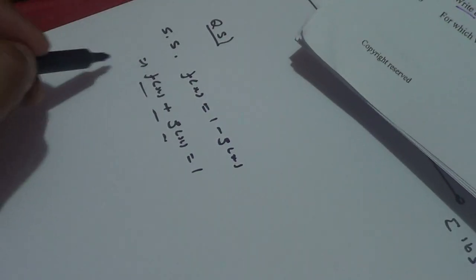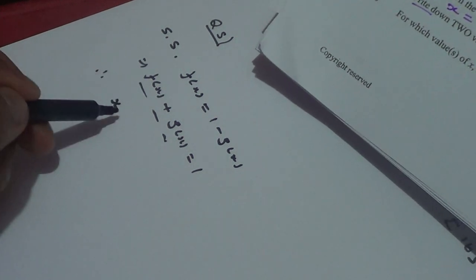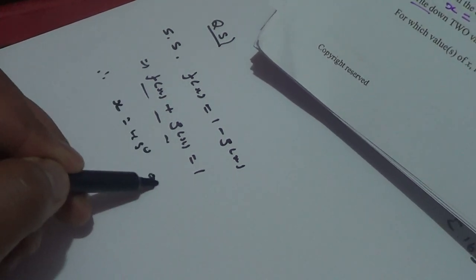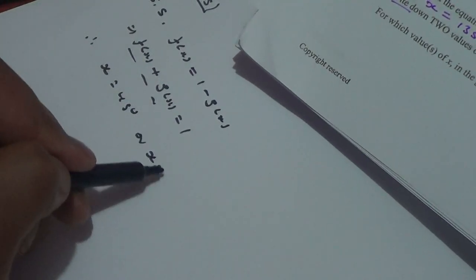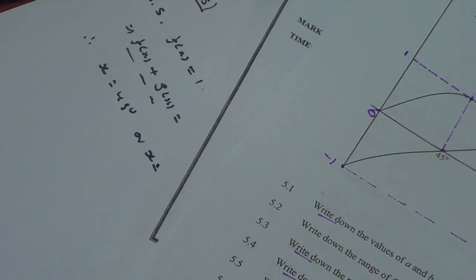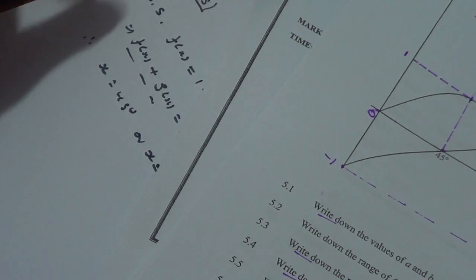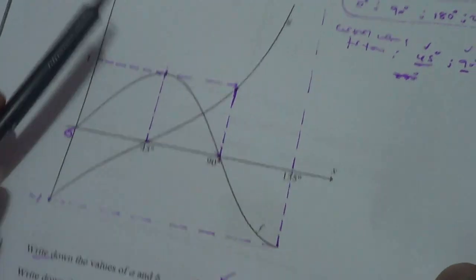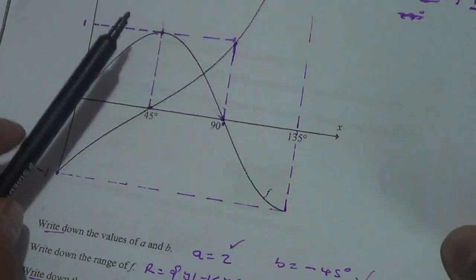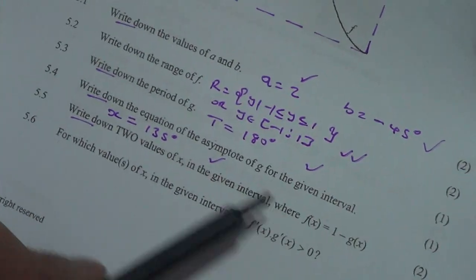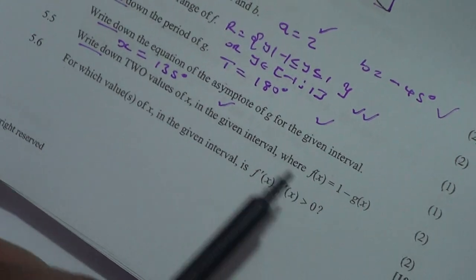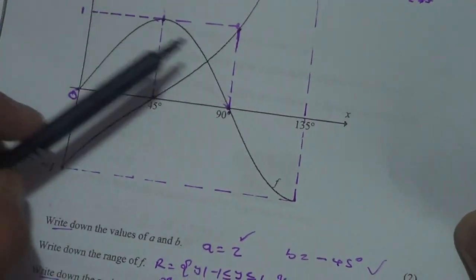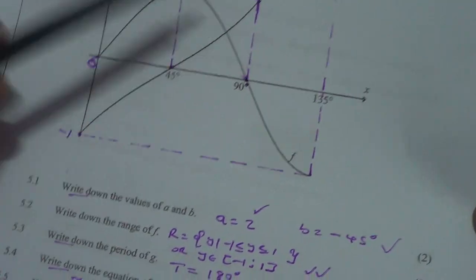So easy now. You can say therefore x must be equal to 45 degrees or x must be equal to 90 degrees, because you can tell that each one is doing that thing here. So you can use your graph. At times you want to calculate, but there's no need. I mean, when you have this situation so easy, just take it easy, man. Don't make it too difficult.